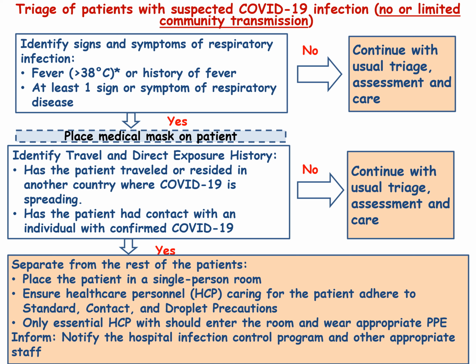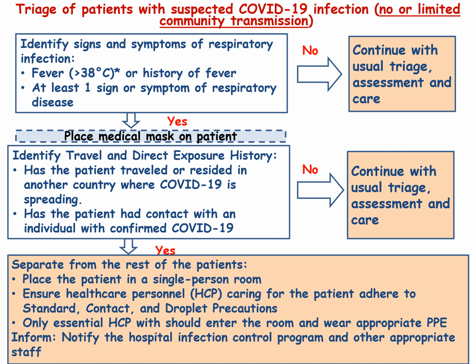Then proceed to identify travel and direct exposure history. Has the patient traveled or resided in another country where COVID-19 is spreading during the 14 days prior to the symptom onset? Or has the patient had contact with an individual with confirmed COVID-19 during the 14 days prior to symptom onset? If no, continue with usual triage assessment and care. If yes, separate from the rest of the patients.